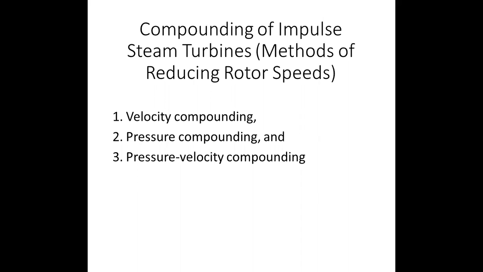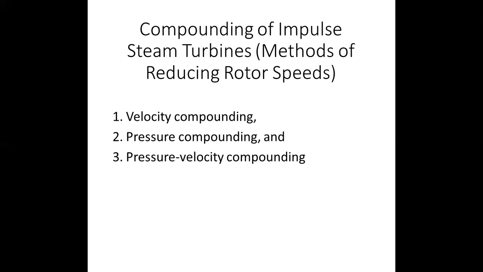If the entire pressure drop from boiler pressure to condenser pressure, say 125 bar to 1 bar, is carried out in one stage only, then the velocity of steam entering the turbine will be extremely high. It will make the turbine rotor run at a very high speed, even up to 30,000 rpm. From a practical point of view, such a high speed of the turbine rotor is bound to have a number of disadvantages. In order to reduce the rotor speed, various methods are employed.